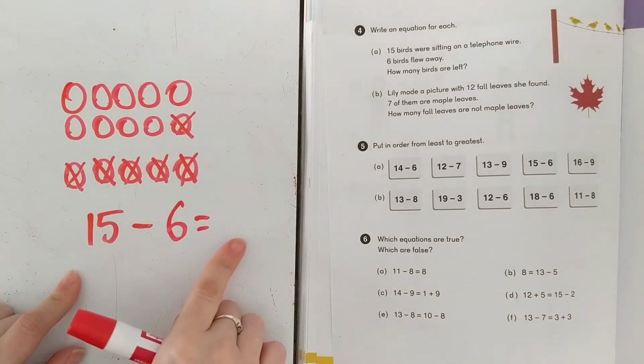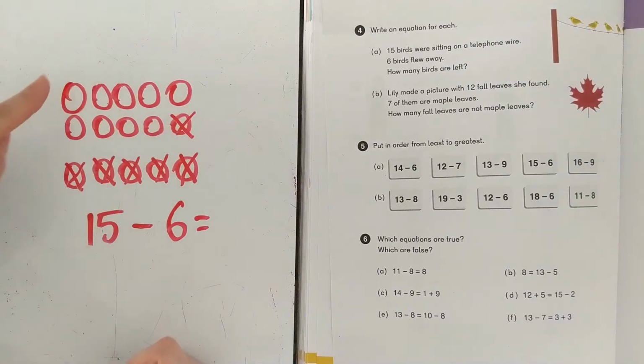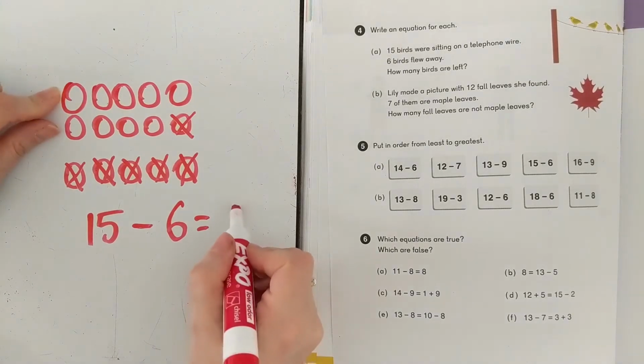Now I have to find the answer. I can simply count and see how much is left, right? There's 5 on top, 4 in the bottom. 5 plus 4 is 9.